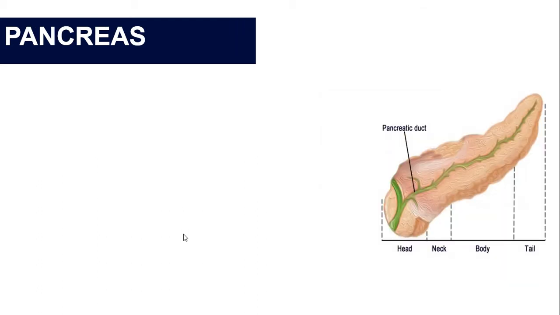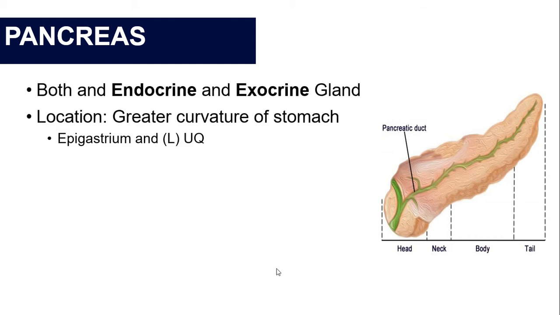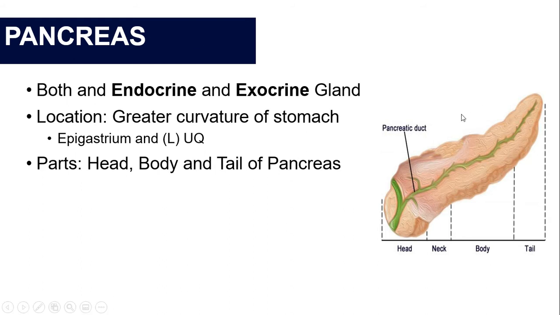So after the spleen, let's discuss the pancreas. The pancreas is both an endocrine and an exocrine gland. It is actually located at the greater curvature of the stomach, specifically at the epigastrium and the left upper quadrant. It has its own parts. We have here the head, the neck, the body, and then the tail of the pancreas.